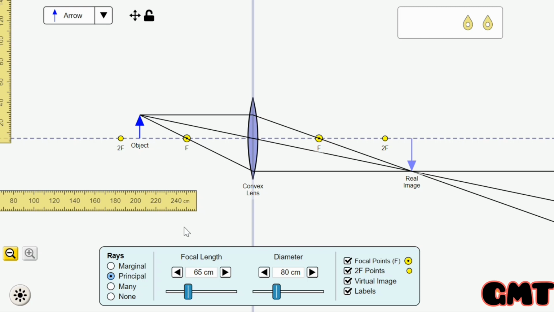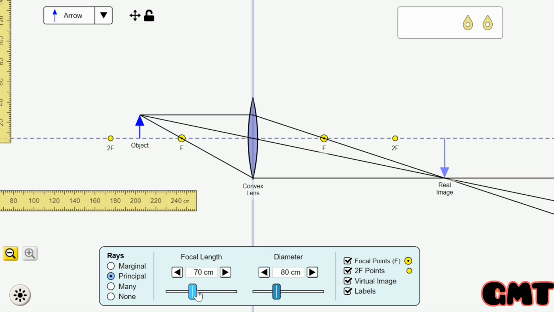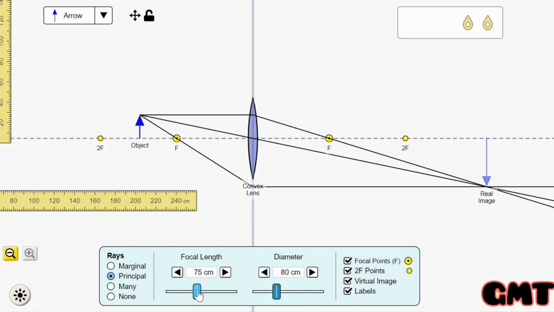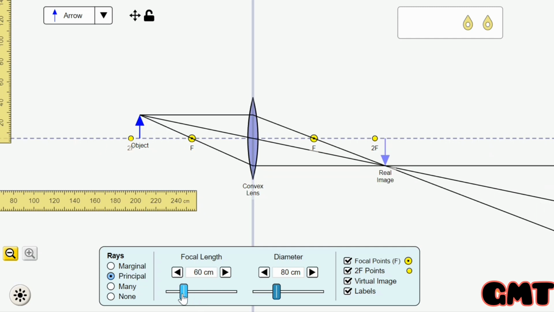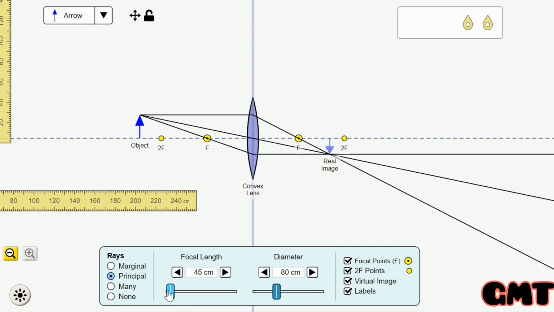This shows us that when the focal length increases, the power of a lens decreases, because as the focal length increases, the power of the lens changes. They are inversely proportional to each other. When the focal length increases, the power will decrease. When the focal length decreases like this, the rays are converged more.